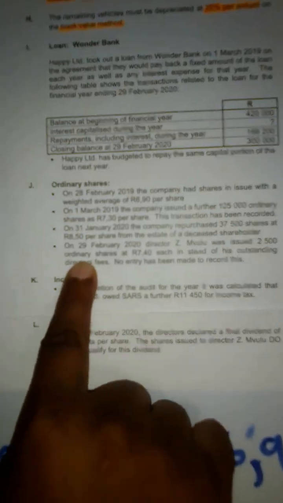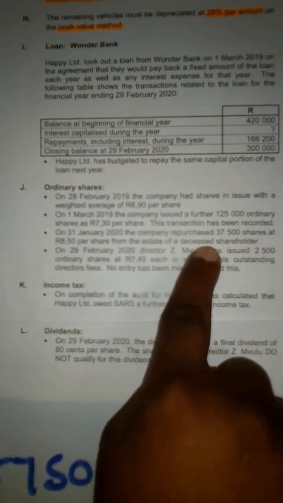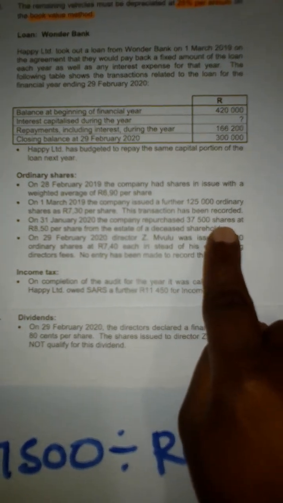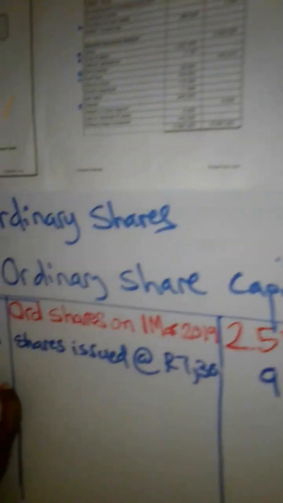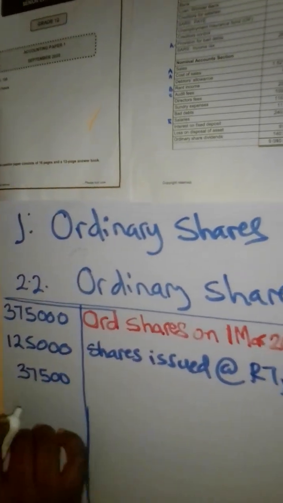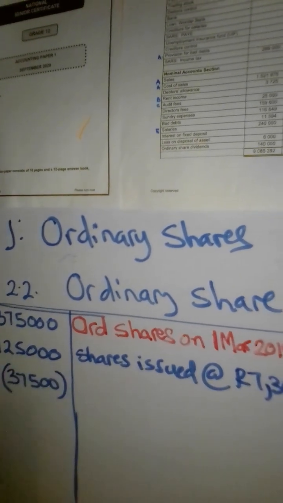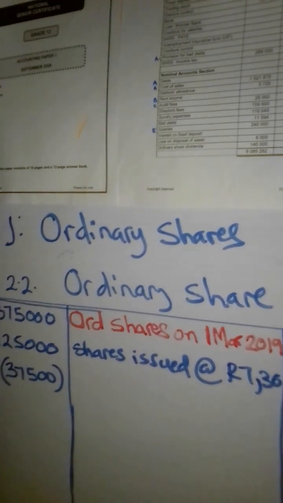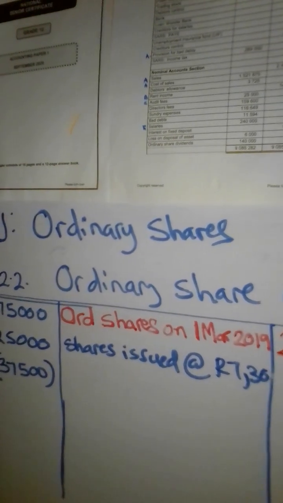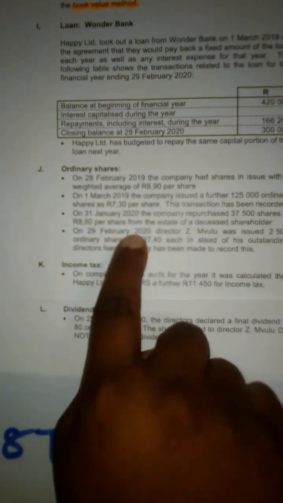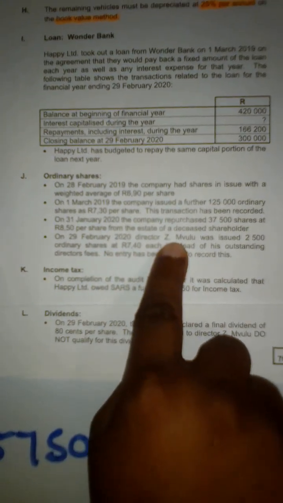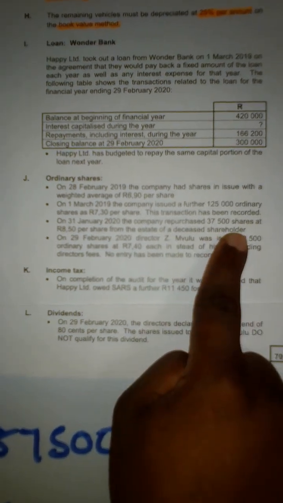On the 31st of January 2020, the company repurchased 37,500 shares. When they repurchase, it means they are reducing their ordinary share capital. So the 37,500 is supposed to be in brackets. They are saying that they were repurchased at R8.50 per share from the estate of a deceased shareholder.